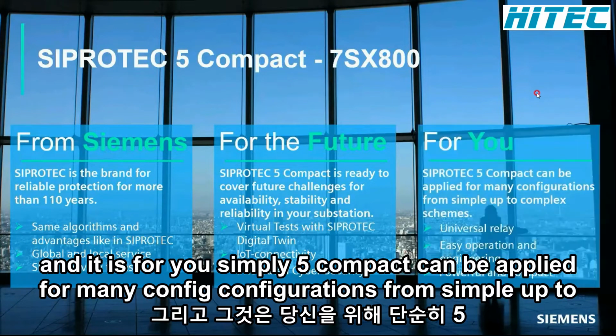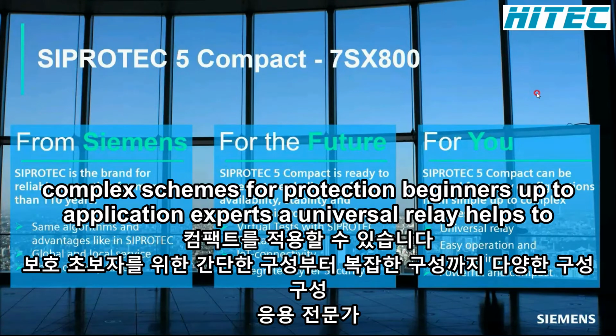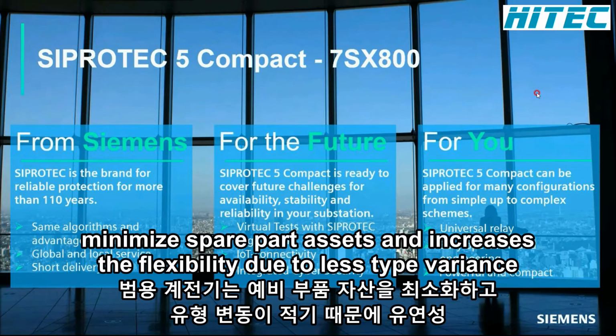And it is for you. SIPROTEC 5 Compact can be applied for many configurations, from simple up to complex schemes, for protection beginners up to application experts. A universal relay helps to minimize spare part assets and increases the flexibility due to less type variance.